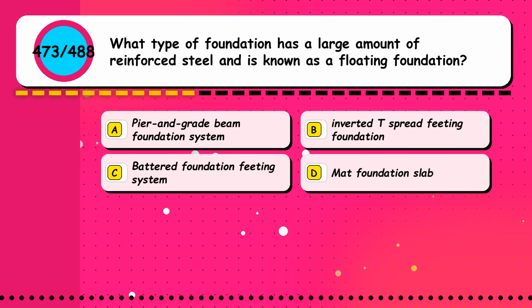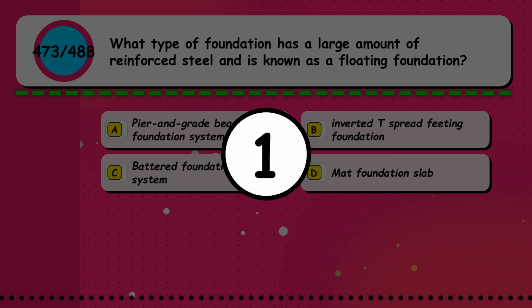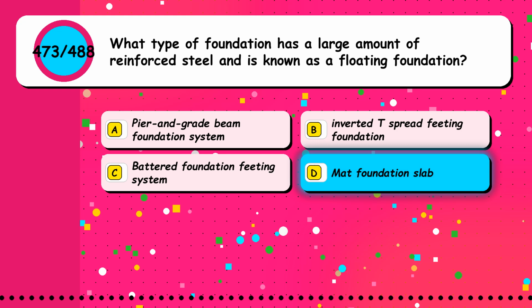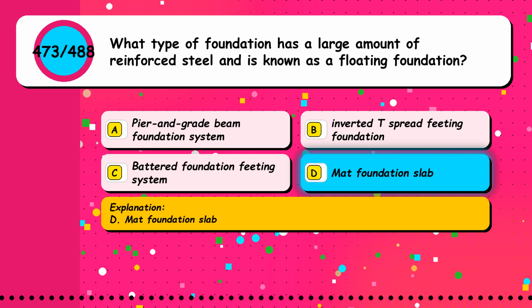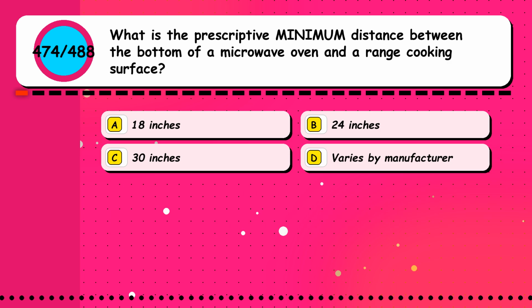Question 473. What type of foundation has a large amount of reinforced steel and is known as a floating foundation? Option A, pure grade beam foundation system. Option B, inverted T-spread feeding foundation. Option C, battered foundation feeding system. Option D, mat foundation slab. The correct answer is option D, mat foundation slab.